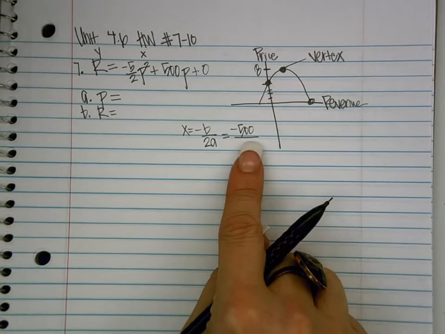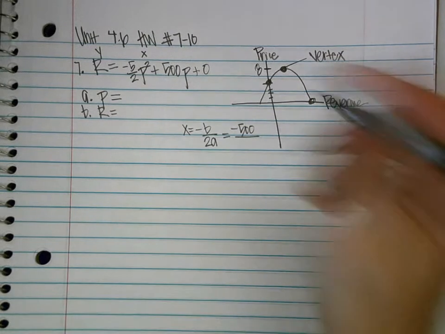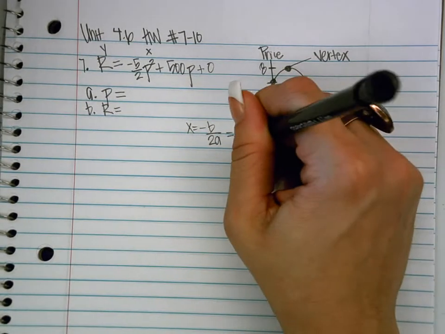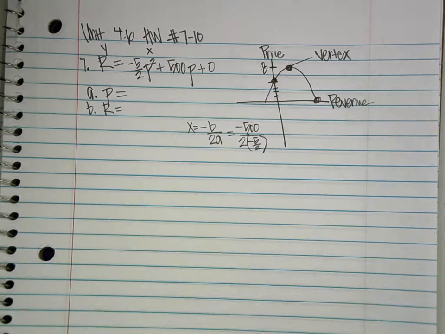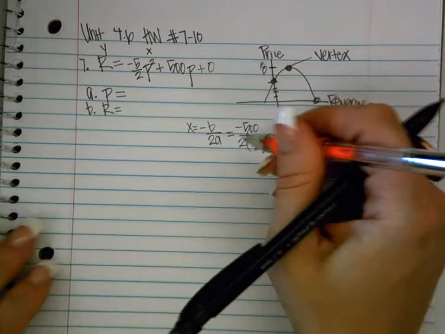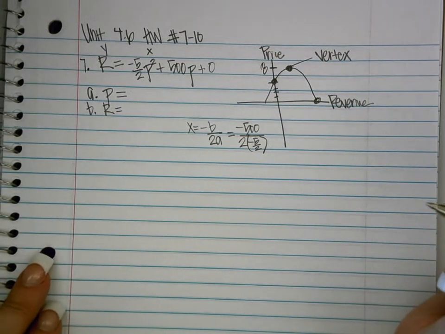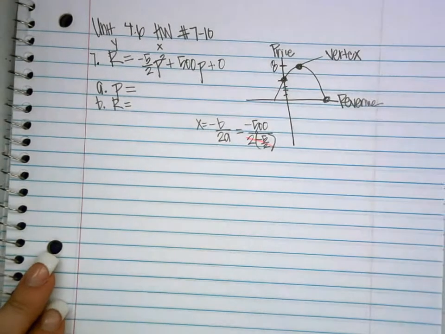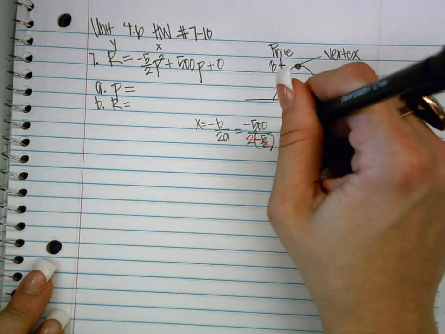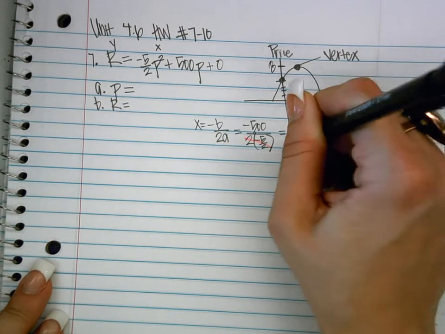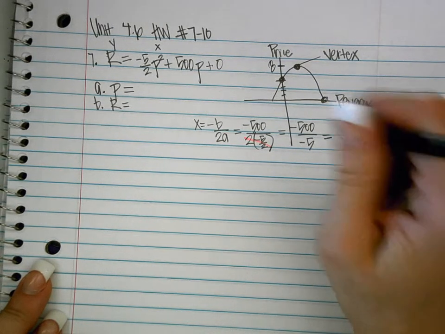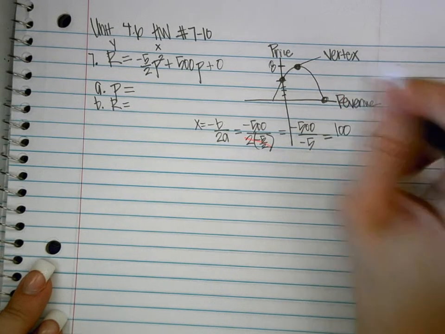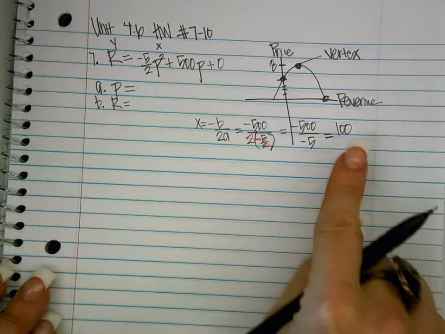So here, if I plugged in negative b, that'd be negative 500 over 2 times negative 5 over 2. Now, don't freak out too much yet, because these are going to go away. You're not going to have to deal with too many fractions. What happens when you do 2 times negative 5 over 2? The 2's cancel out. So really, this just becomes negative 500 over negative 5, which gives you what? Negative 100. 100.